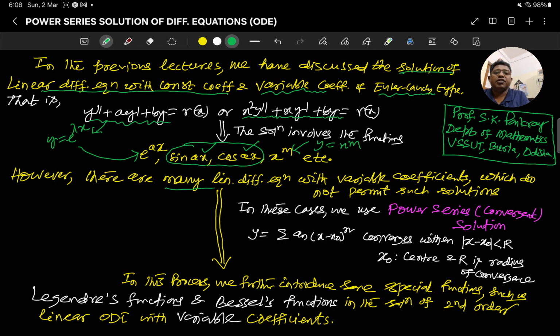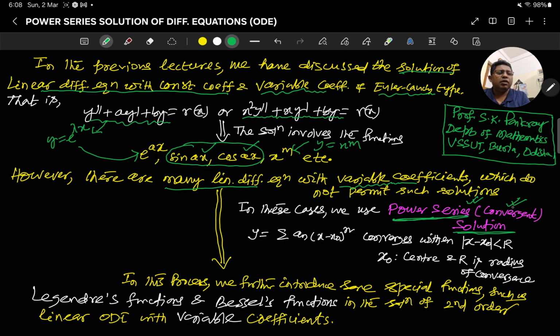But there are many differential equations, particularly with variable coefficients, which do not permit such solutions. We are not able to get the solutions by the previous knowledge. In that case, we use the power series solutions, right? And one more thing, this series must be convergent. The series must converge to a function, right? And we should discuss the power series solution to overcome this problem.